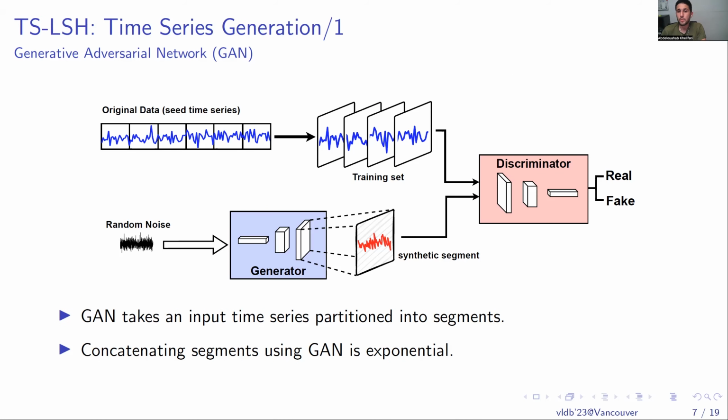In our benchmark, we introduced TS-LSH, a new time series generation method that produces realistic time series data in large volumes efficiently. Our method is based on generative adversarial networks and takes as input time series data partitioned into segments and uses the adversarial game between the generator and the discriminator, where the generator aims to generate synthetic segments that look like the original time series, and the discriminator aims to distinguish between the synthetic and the original time series data.